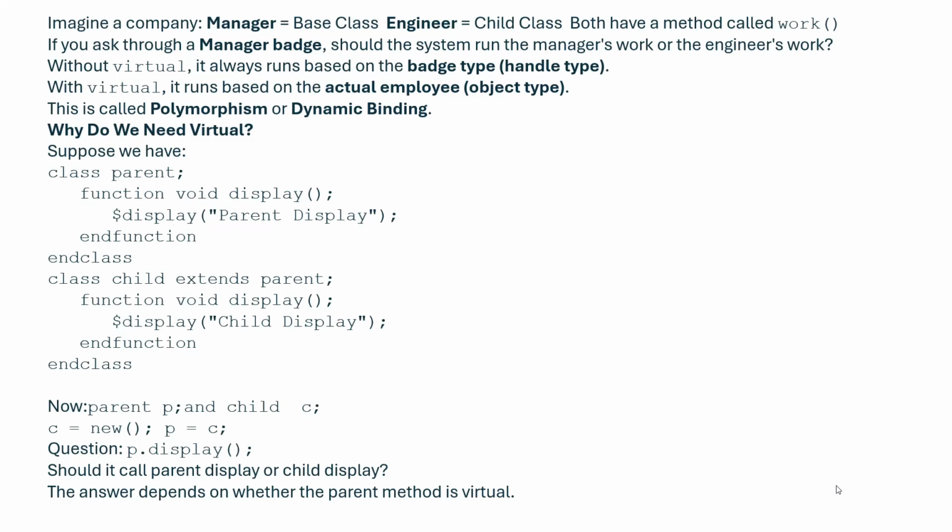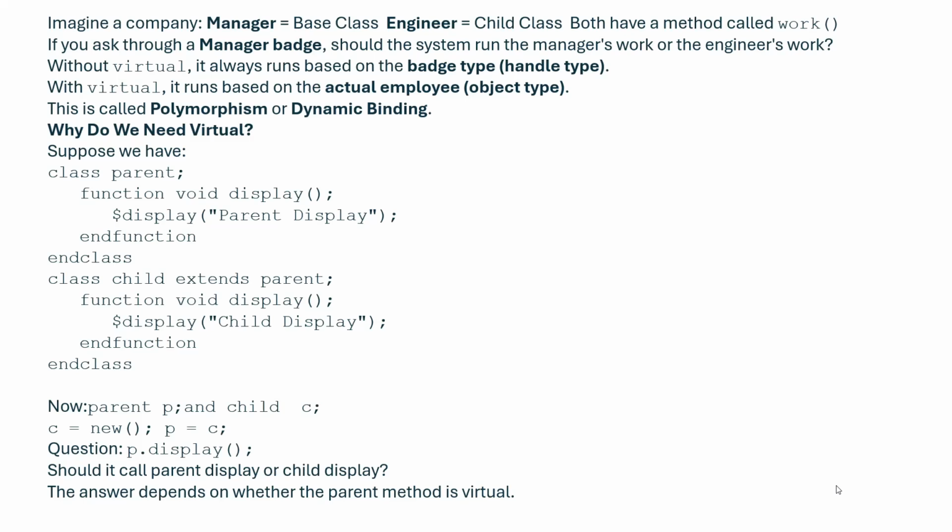So what do you understand from the virtual class? A virtual method always runs depending upon the object creation. Without virtual, it always runs on the handle type, meaning what handle you are creating and what handle you are calling. Based on that handle, it gets the display. But with virtual, it runs based on the actual object type. Remember these two points.